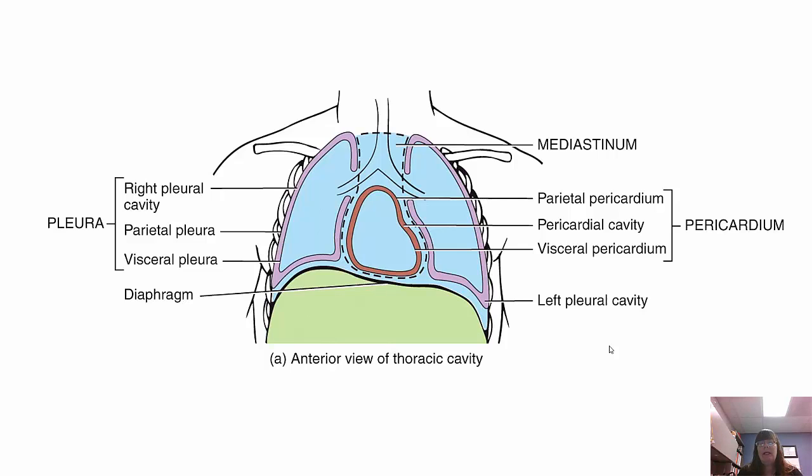So the serous membrane has two layers with serous fluid in between. The parietal layer is the outside. The visceral layer is the inside. Then you have the pericardial cavity, which has the heart, and again, the visceral pericardium and the parietal pericardium. Parietal pericardium lines the cavity. Visceral pericardium is on top of the heart.